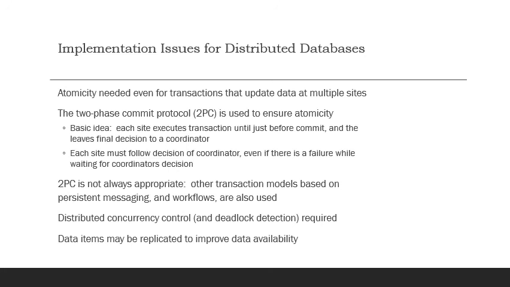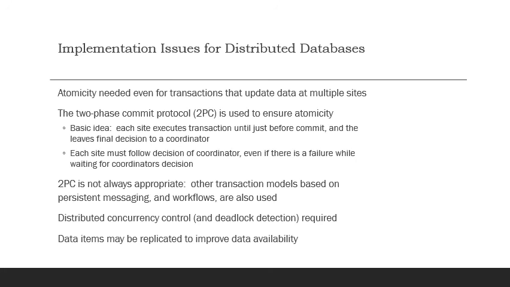Let's see the implementation issues in the distributed databases. Atomicity is needed even for transactions that update data at multiple sites. The two-phase commit protocol, 2PC, is used to ensure atomicity in distributed databases. The basic idea is that each site executes the transaction until just before commit and leaves the final decision to a coordinator. Each site must follow the decision of the coordinator even if there is a failure while waiting for the coordinator's decision. 2PC is not always appropriate. Other transaction models based on persistent messaging and workflows are also used.